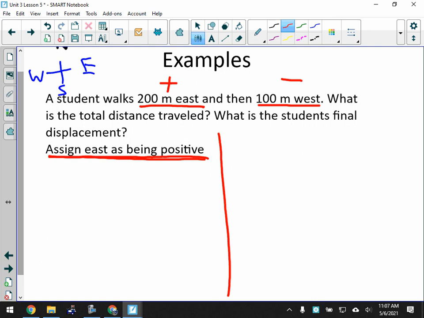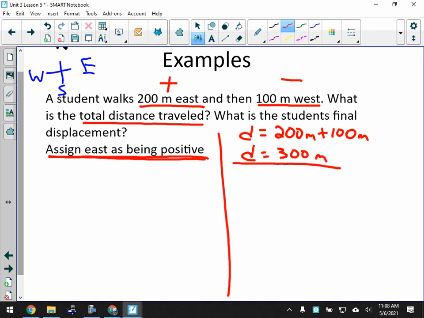What is the total distance traveled? Already, we're starting with what's the difference between distance and displacement. What's the total distance traveled, somebody? 300? Yeah. Okay. So the total distance traveled here, let's just write that down, is 200 meters plus 100 meters, or 300 meters.